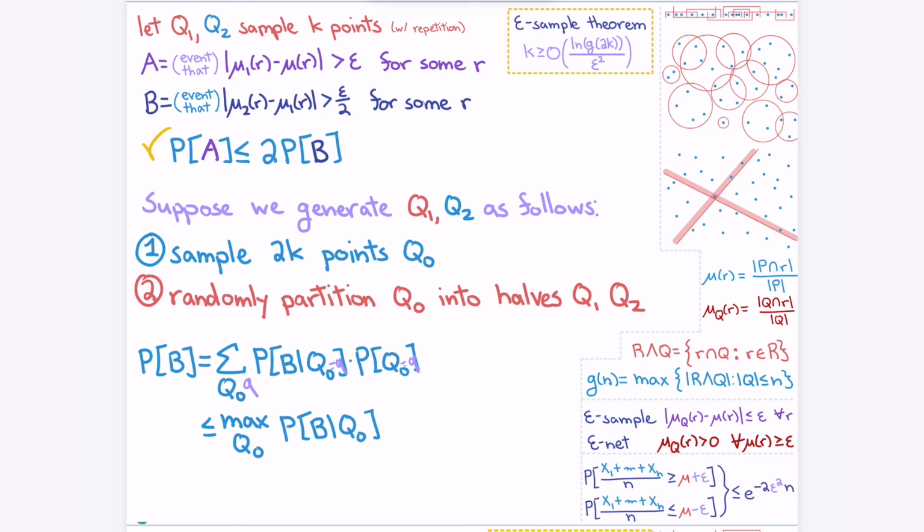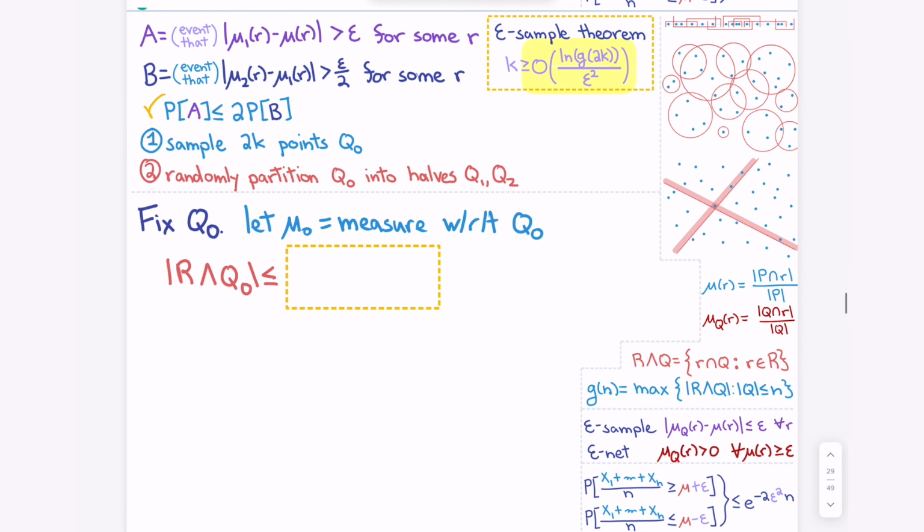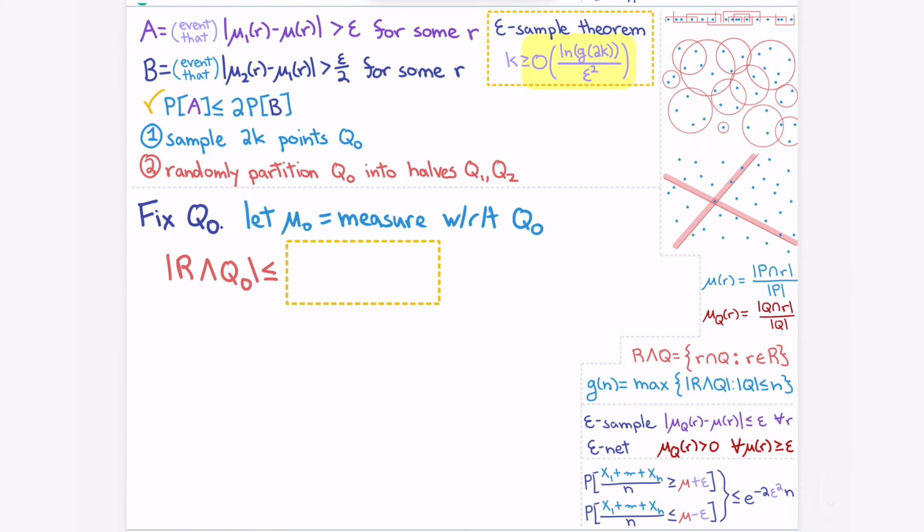Q0 is the initial set of 2k. So first you sample 2k, and then conditional on that, what's the odds you make a mistake? And now if we can show that no matter what the initial thing was, we can get a good bound, that's really what we're doing. No matter what the initial sample, we're going to get some bound, and then we'll be happy. But we already got the intuition. How many sets are induced by Q? How many subsets are induced by Q0? G of 2k.